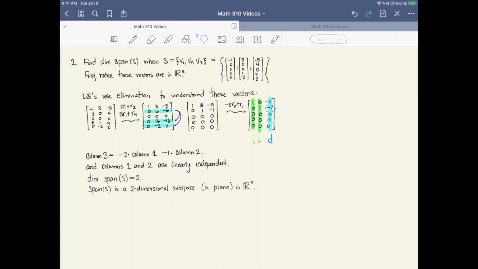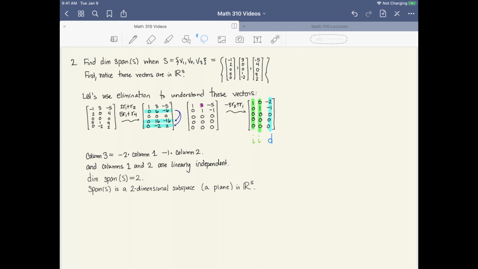So overall, even though I had 3 vectors in R5, they only spanned a 2-dimensional subspace. In other words, a plane that lives in R5. The dimension of the vector space, which is span S, is 2-dimensional, even though it lives in R5.